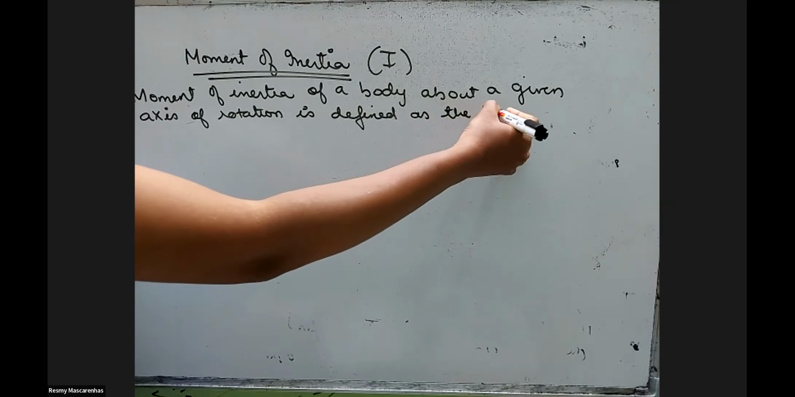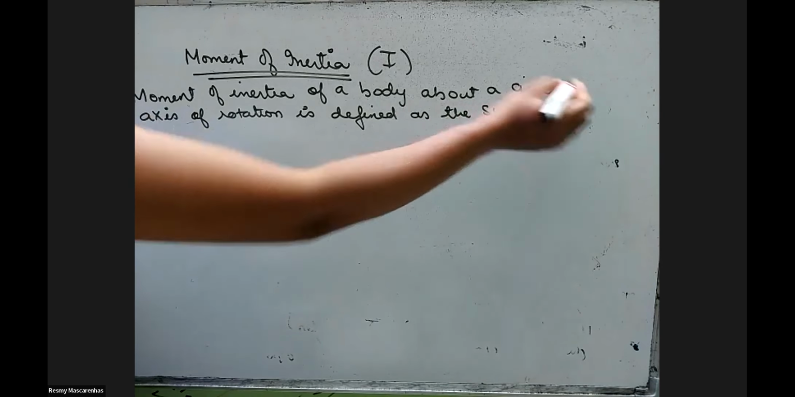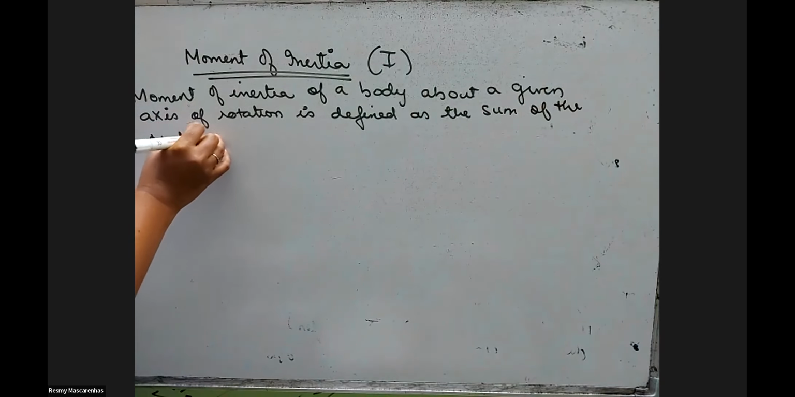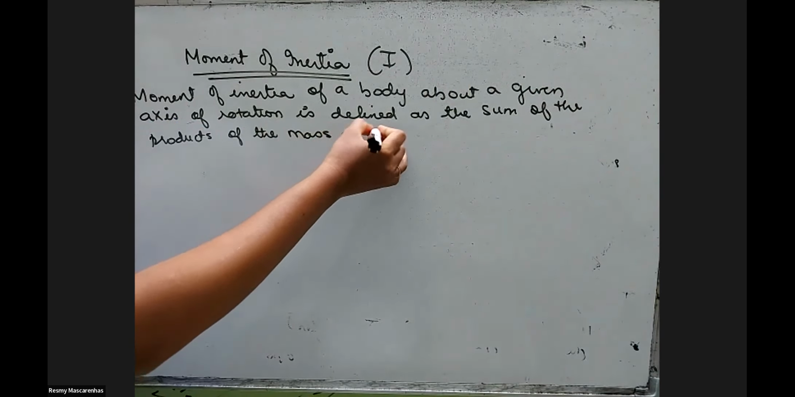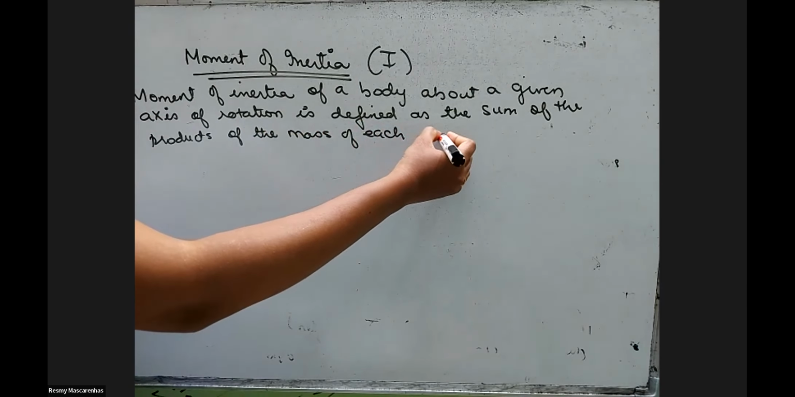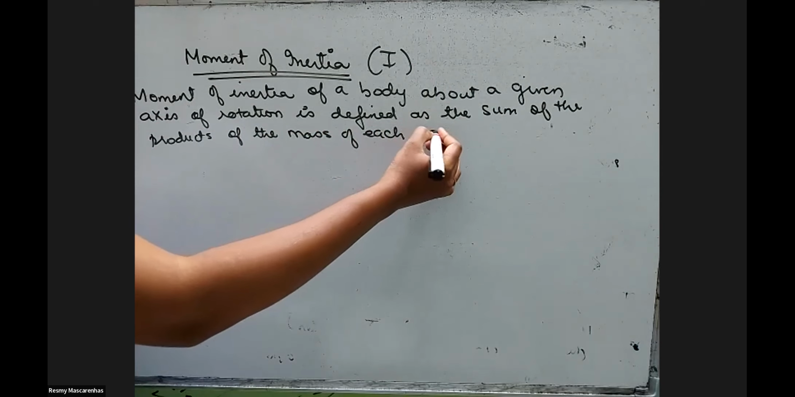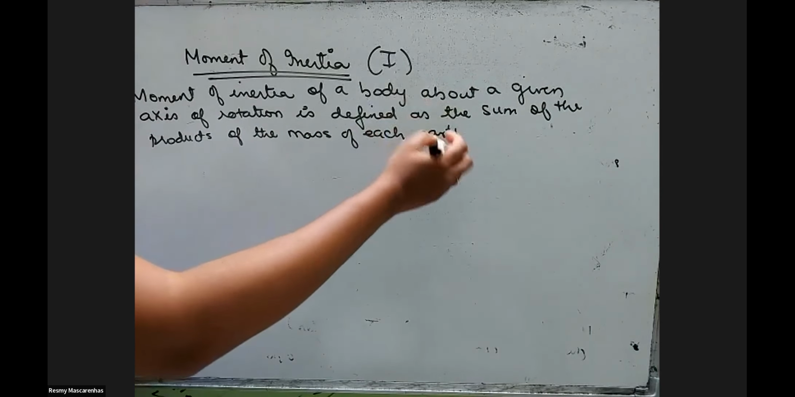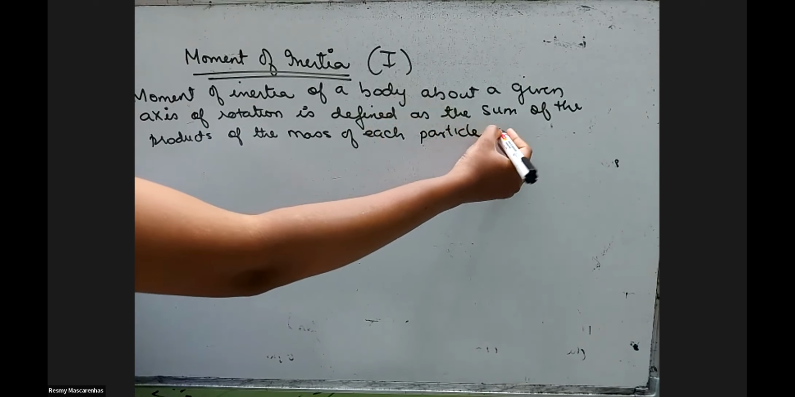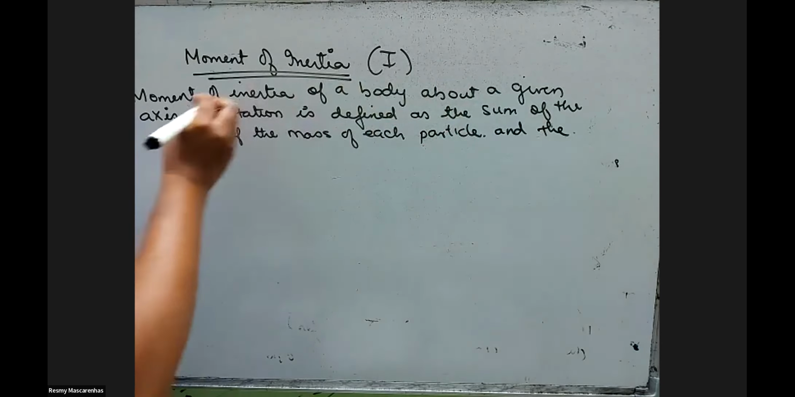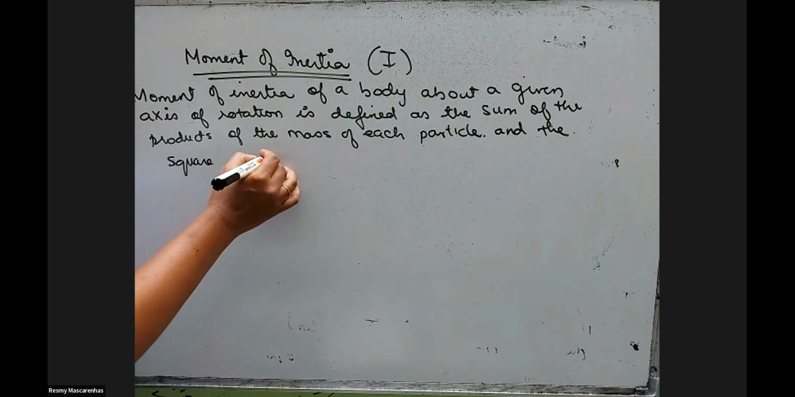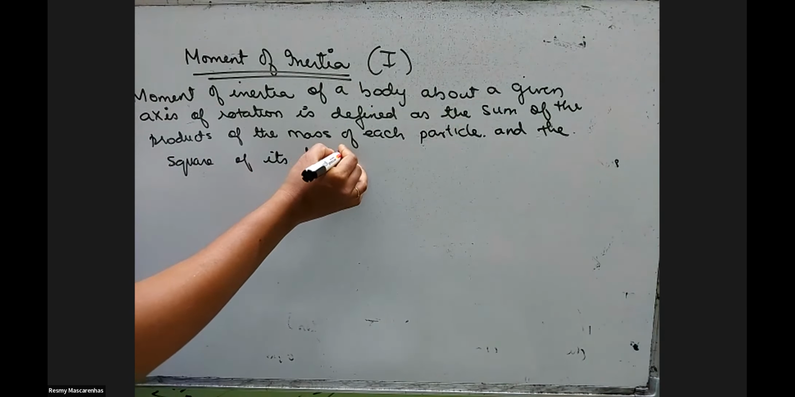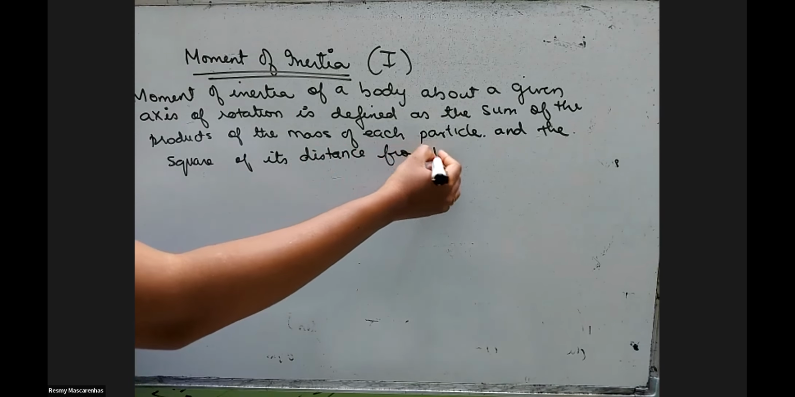the sum of the product of the mass of each particle and the square of its distance from the axis of rotation. While writing, you will not understand anything. Once I give the formula, you'll be able to read this properly. It should make sense.